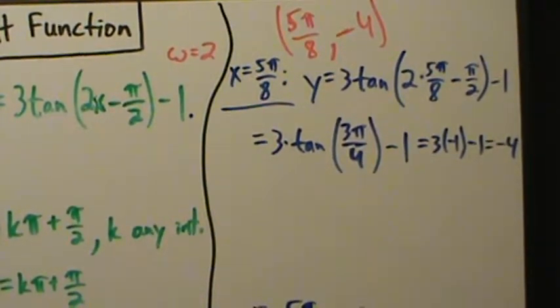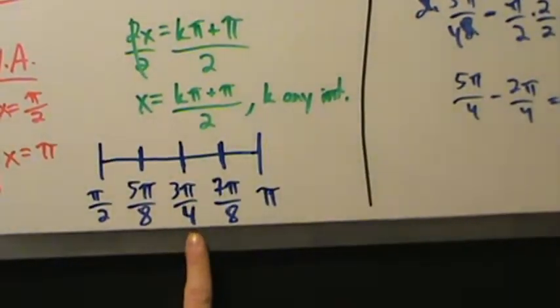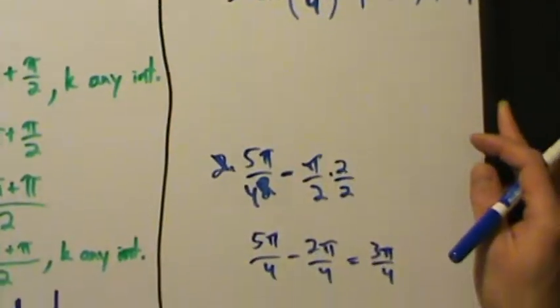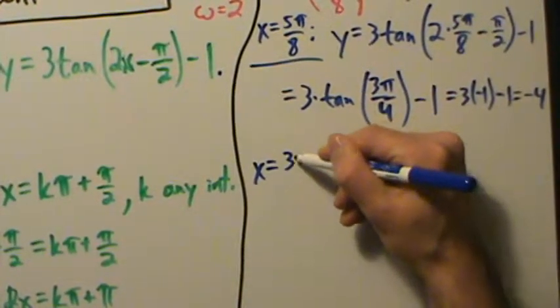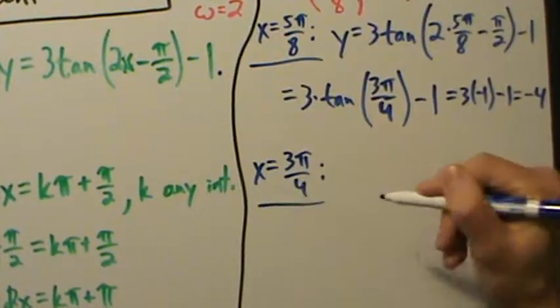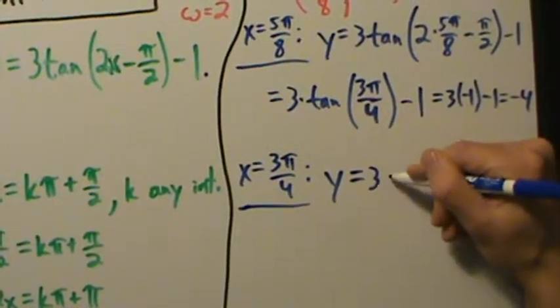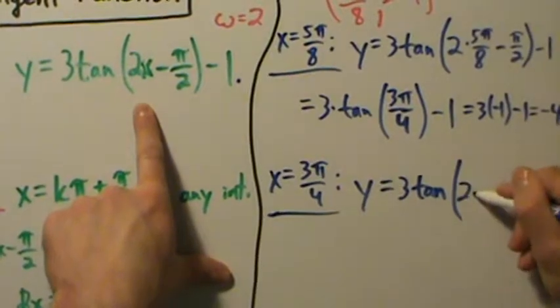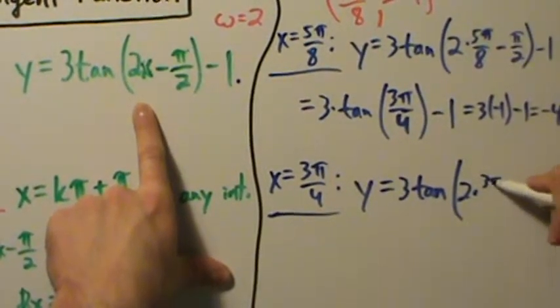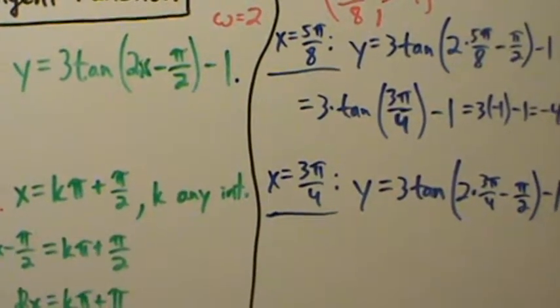That's for the first x value in the middle here. Now we use this second x value in the middle, 3 pi over 4. So when x equals 3 pi over 4, what's going on is y equals 3 times the tangent of, we're still using this function here, tangent of 2 times 3 pi over 4 minus pi over 2. Still have that minus 1 out there.